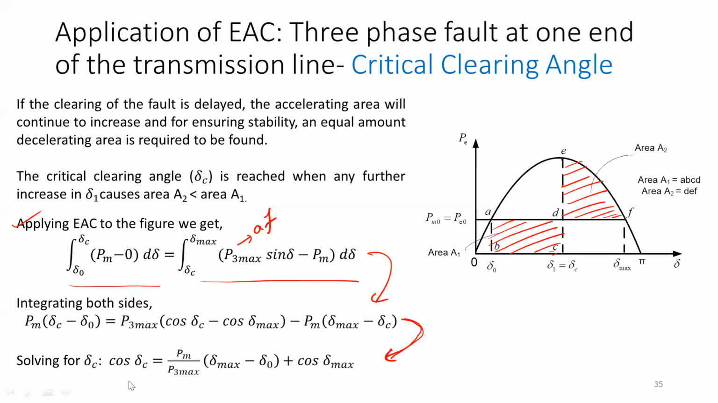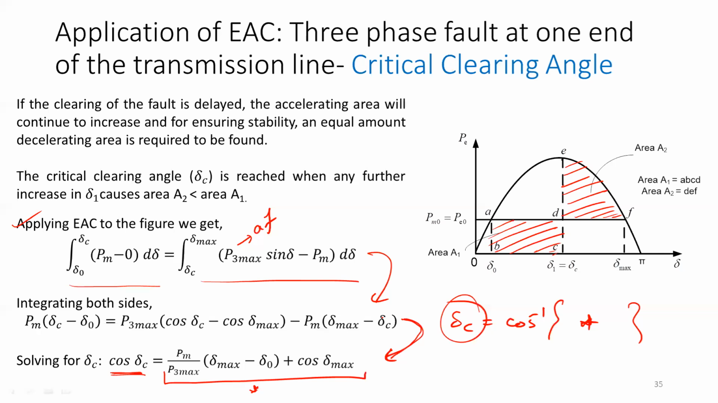So finally, we get delta C. If you get delta C, you can see that it is in cos delta C. So your delta C can be written as cos inverse of whatever is there over here. You can just plug this value over here and you will get the value of your delta C, which is your critical clearing angle. Is it okay? Any question until this?